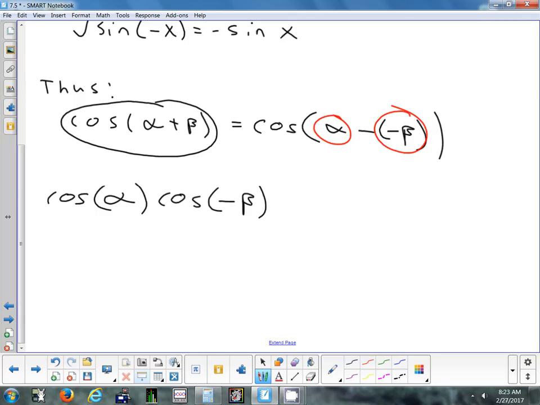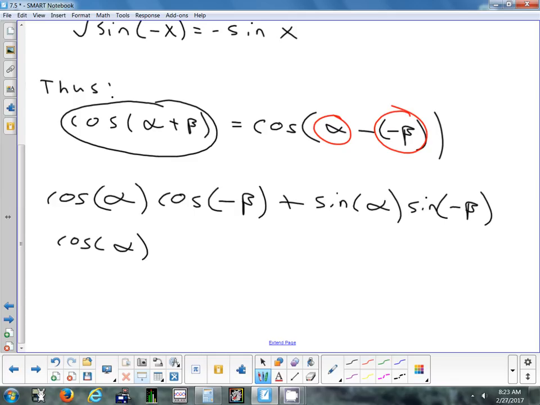Okay, so cosine of the first, cosine of the second, and then plus or minus? Plus. Yep, because we're doing the cosine of a difference, the sign switches to a plus, and then it's going to be sine of the first, sine of the second. So just change the two cosines to sines. Sine of the first, sine of the second. Okay, can I do anything with cosine alpha? No, nothing I can do with that.